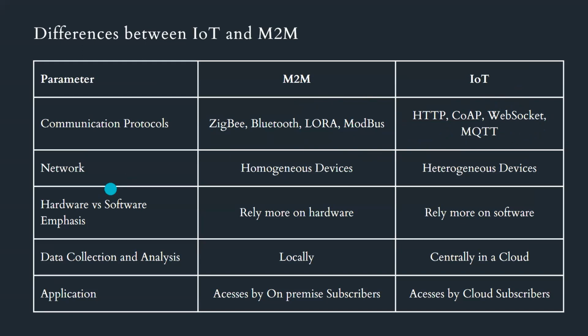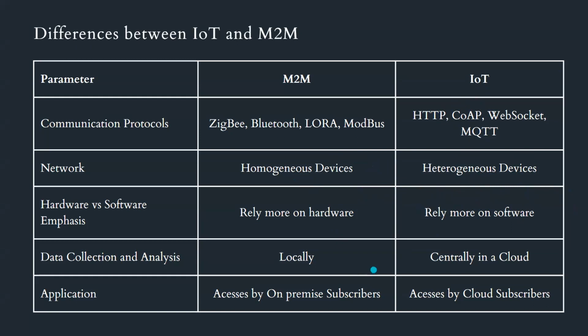When you talk about the type of network that is established, M2M communication is going to be a homogeneous network, which means that the same type of devices are connected together into a network. When you consider IoT networks, different types of devices can be connected into the IoT network, which means it is a heterogeneous network. Then M2M communications rely more on hardware, whereas IoT relies more on software.